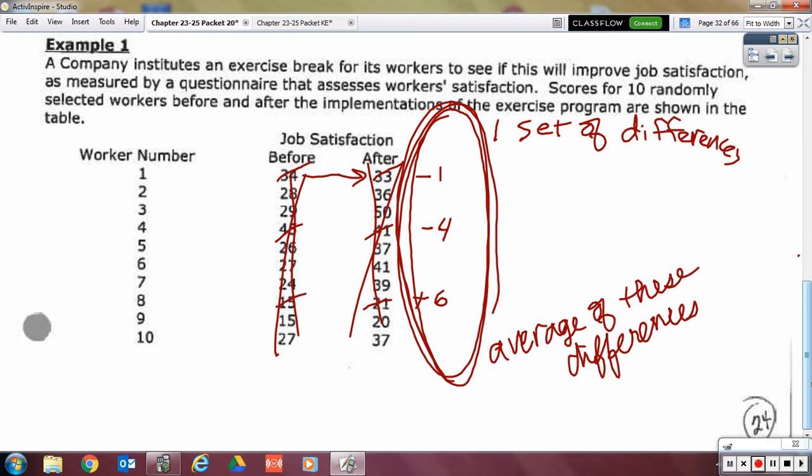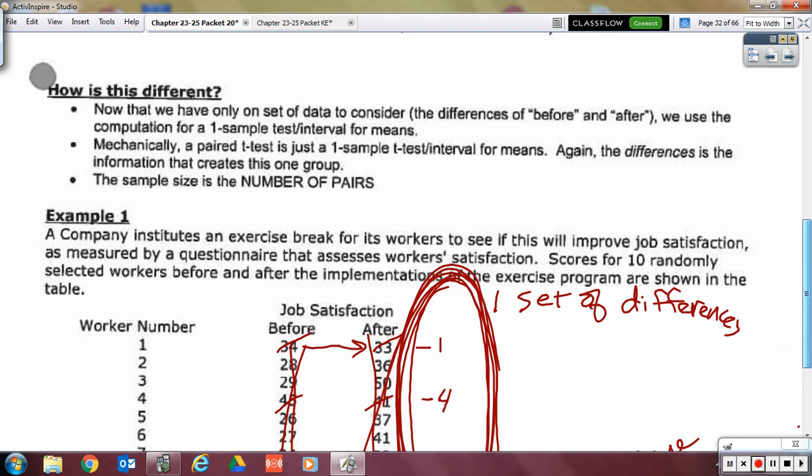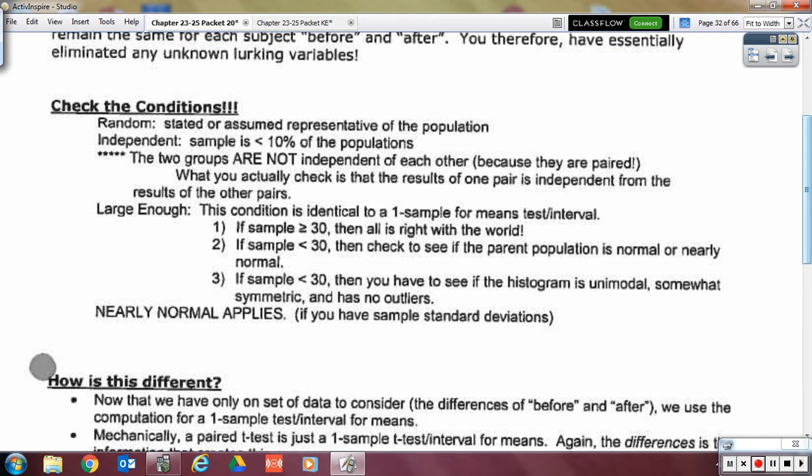We're back to conditions for only this set of data right here, only the differences. So that's nice. Okay, so when we do that, we want to say that we're randomly selected people or whatever. Independent, again, N is less than 10% of the population. But here is what's different from before.